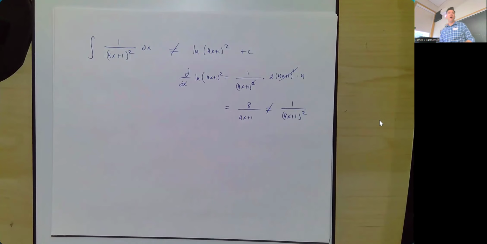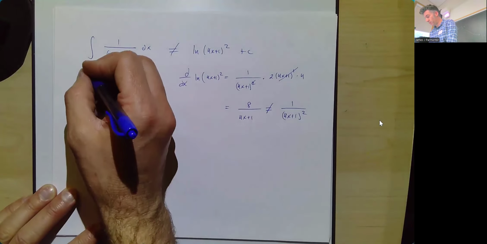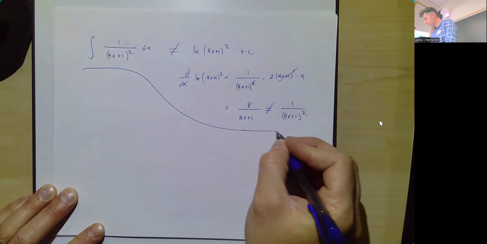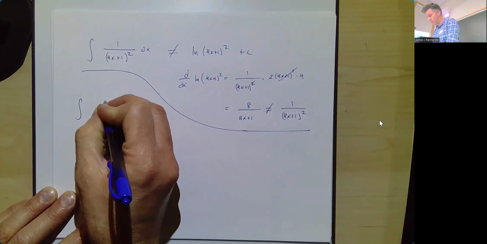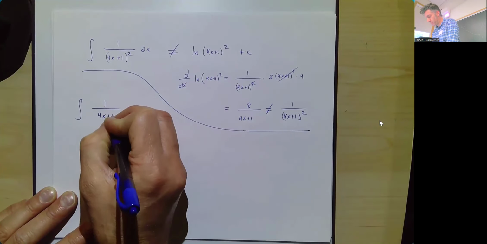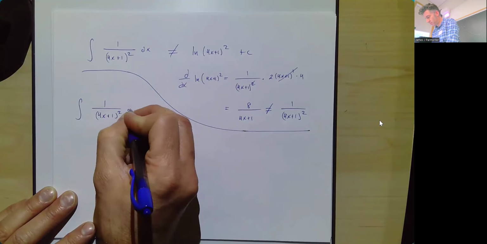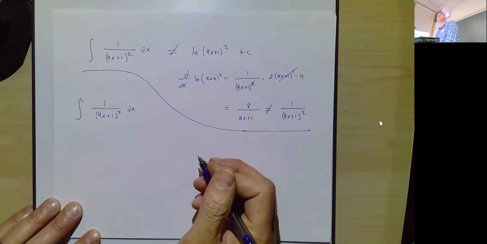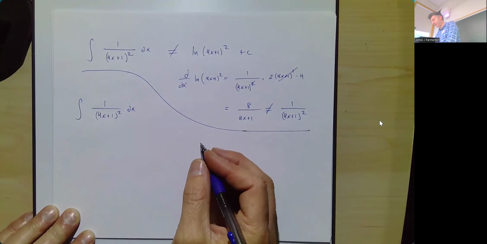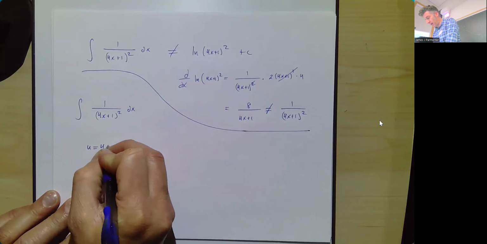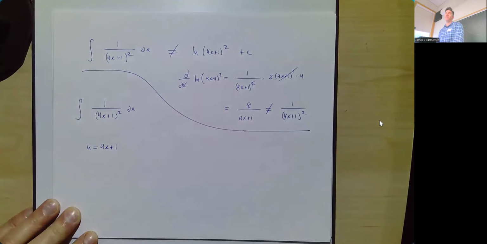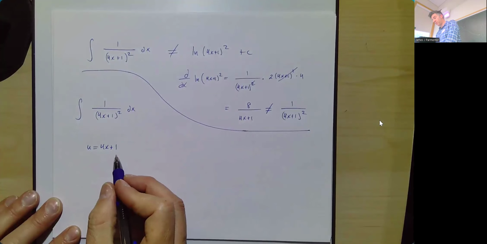So what do we do instead? Well, here I would do a u sub. The only plausible choice for you is what? Yeah, u is 4x plus 1. I am going to say something after we do it. So u is 4x plus 1.